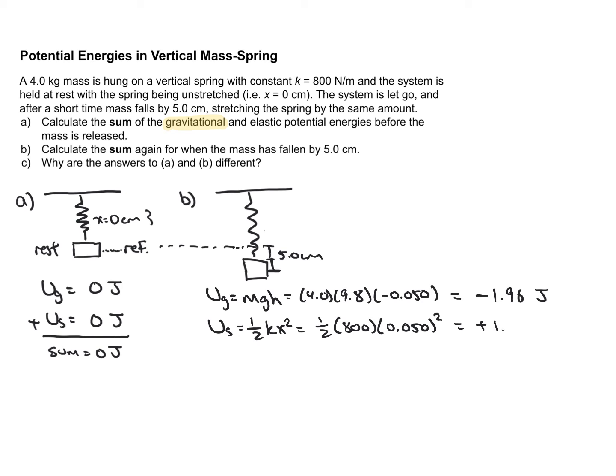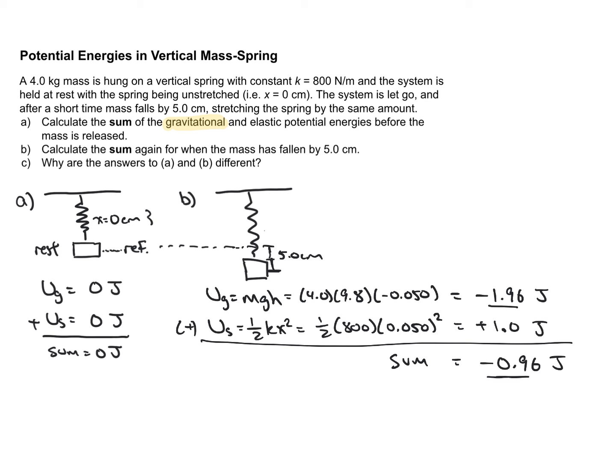Sig figs, looks like there should be 2 sig figs to both of these. So when I add this together, that'll be negative 0.96, which actually should go to 1 decimal place. Use the addition subtraction rule for rounding. Okay, so that's the sum in part B.